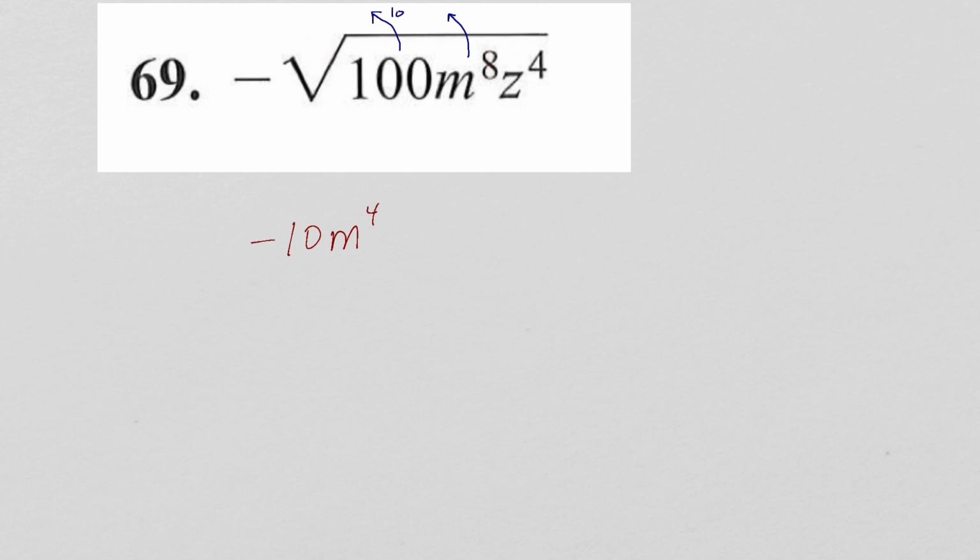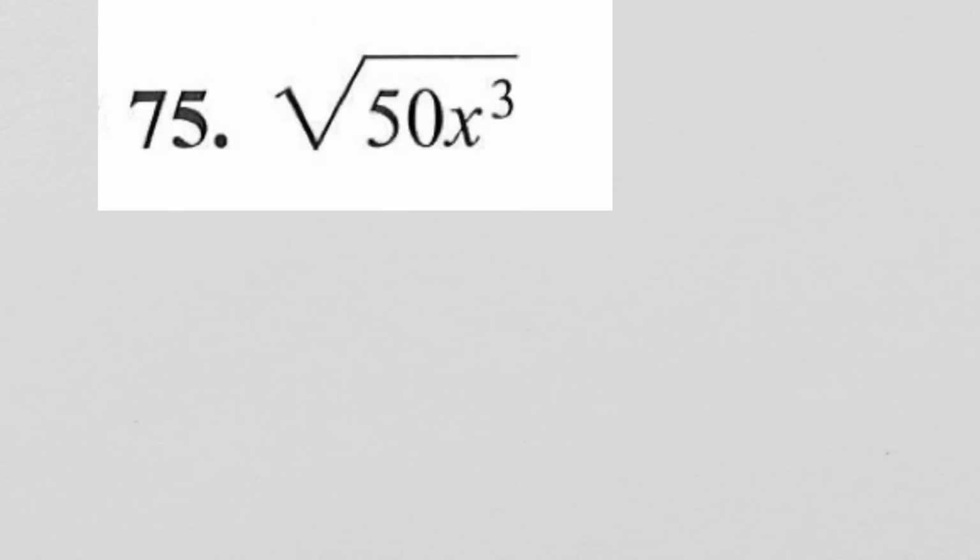And finally we're going to have z to the 2nd power because we divide this 4 by the 2 to get 2. And that's it. Everything came out, so nothing is left behind. So that's your final answer.